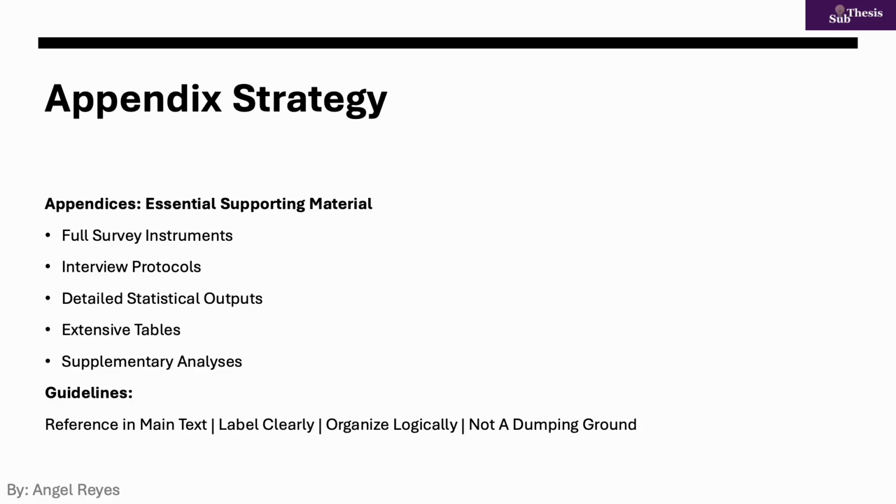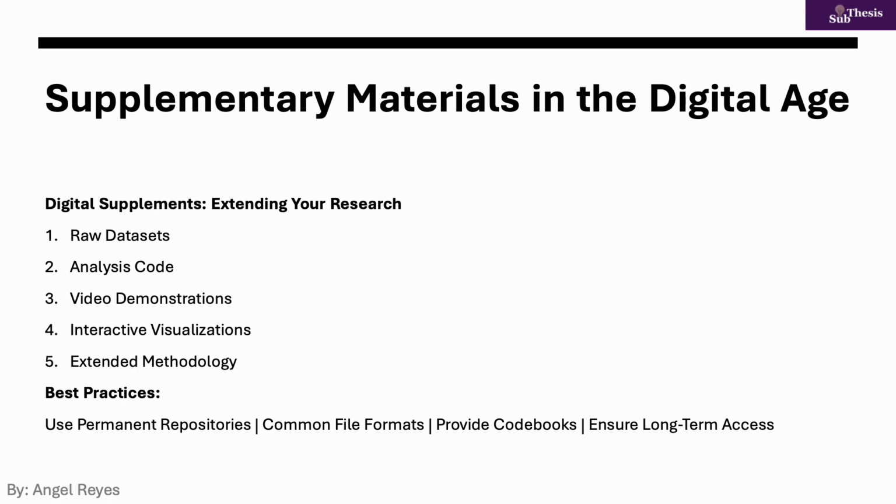Online journals increasingly prefer supplementary materials over traditional appendices. These might include videos, large datasets, or interactive visualizations. Check journal policies. Some have size limits or format restrictions. Remember, appendices should enhance, not compensate. If something's essential for understanding your core argument, it belongs in the main text. Supplementary materials have revolutionized research reporting.